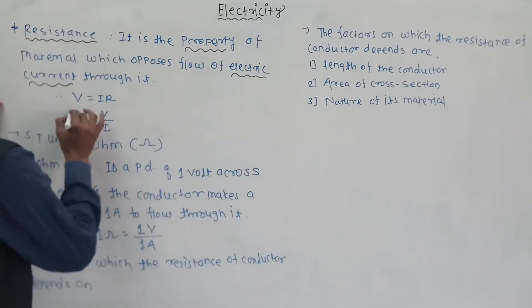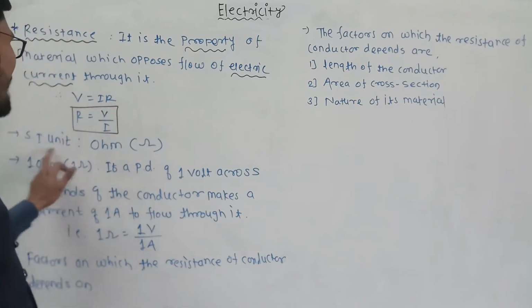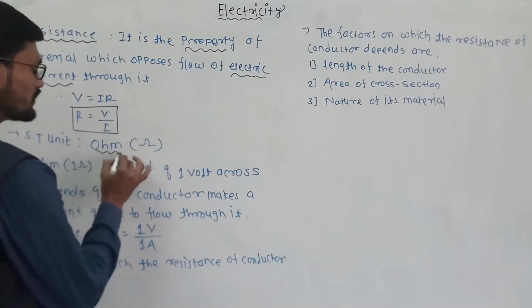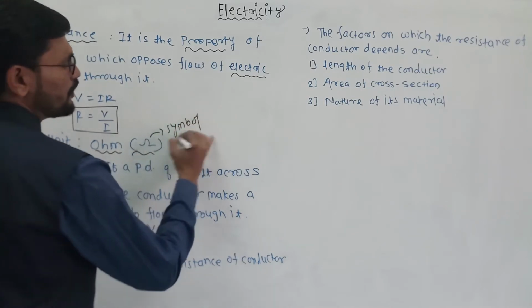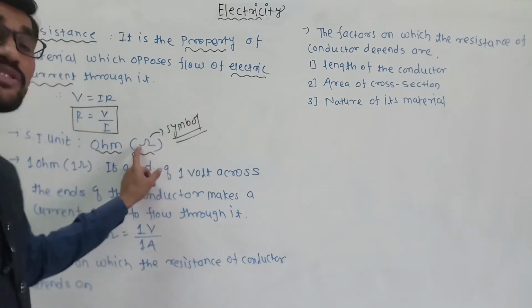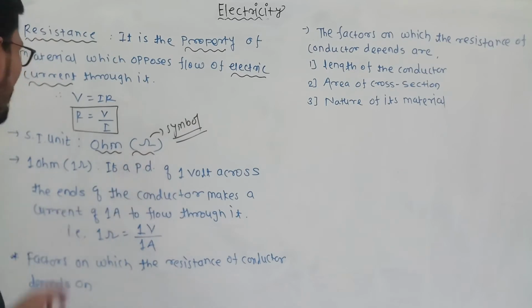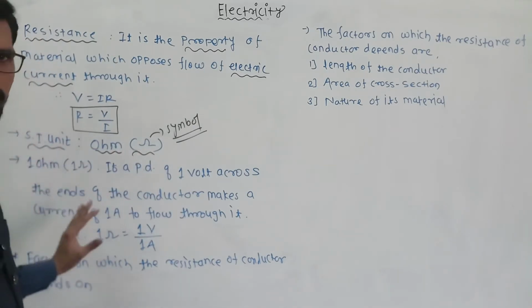And the formula of the resistance is R equals V by I. Clear? So what is the SI unit of the resistance? The SI unit of the resistance is ohm, and ohm is the symbol of resistance. Clear? So this is how it is pronounced, ohm, the symbol of resistance. And the SI unit of the resistance is ohm. See, this is very simple to understand.